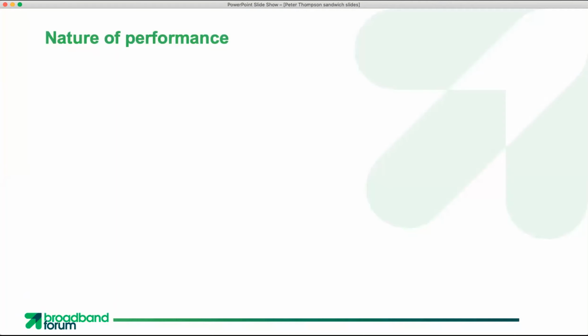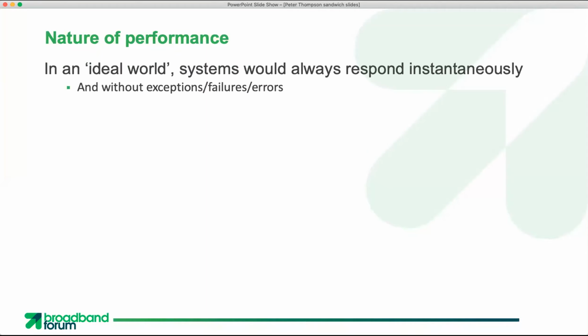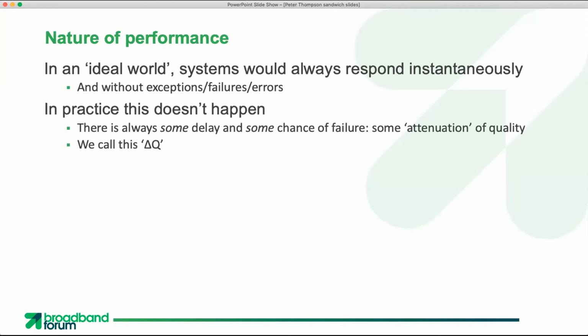So I'm going to talk about the nature of performance. Magnus has already said something about this, but the key thing is that in an ideal world, our systems would always respond instantaneously and never fail. But in practice, this doesn't happen. There is always some delay, and there's always some chance of failure, and so we say there's some attenuation of the quality, and we call this delta Q.